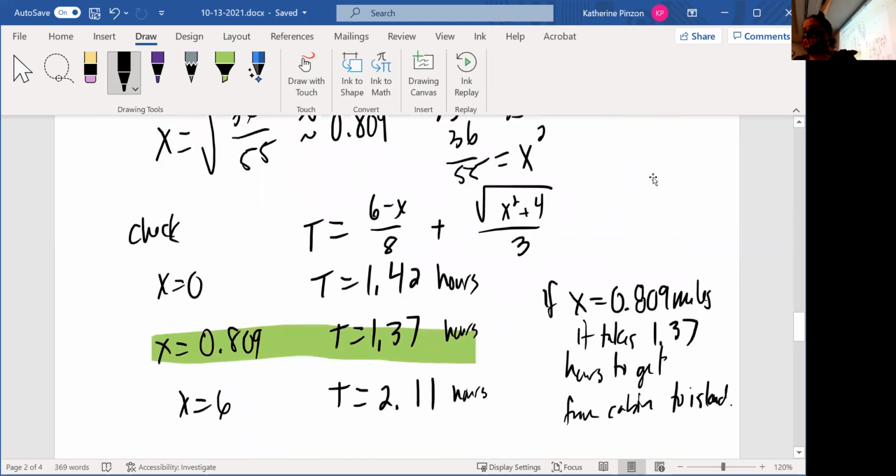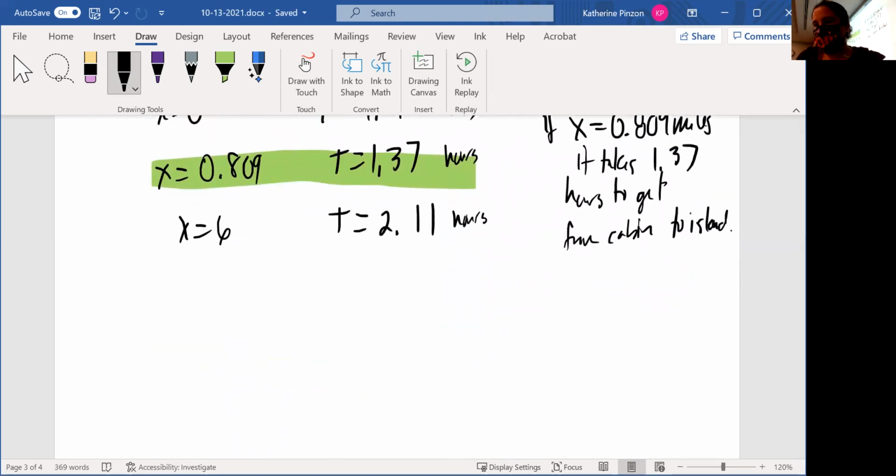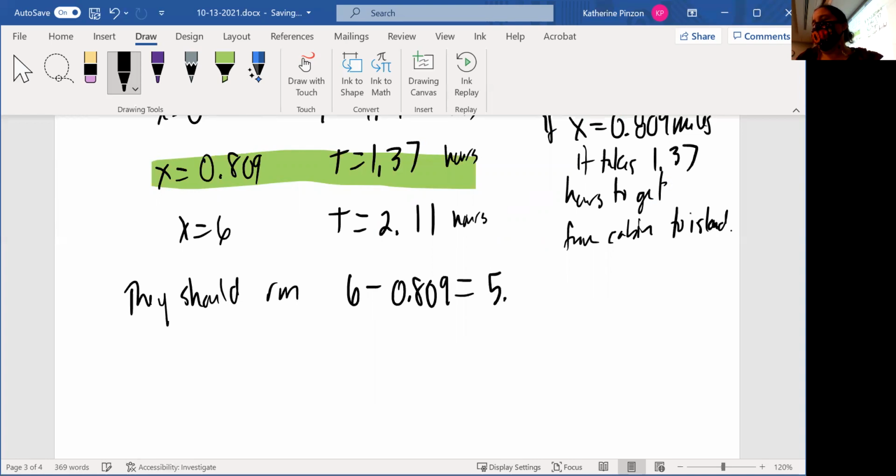Okay, so down here, I'm going to say they should run 6 minus 0.809 or 5.1. Can't do that. 1,000 minus 809 is 191. 191 miles. And then swim.